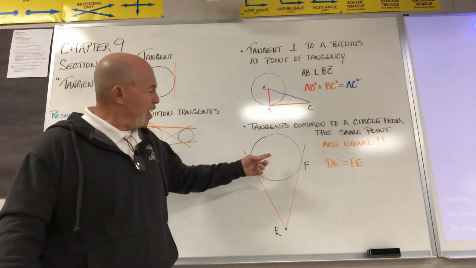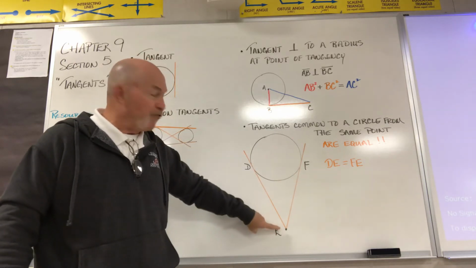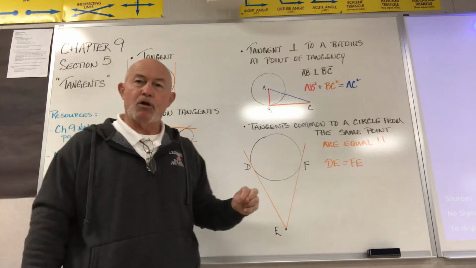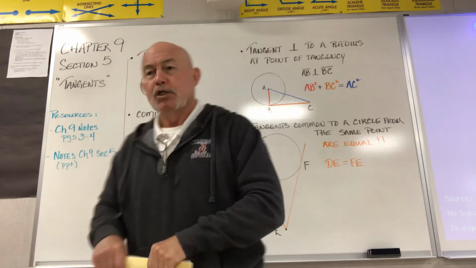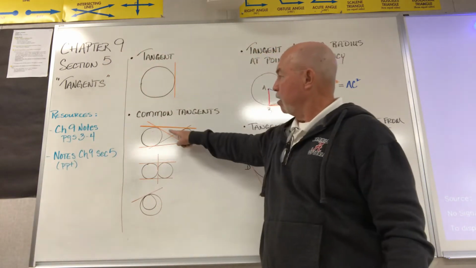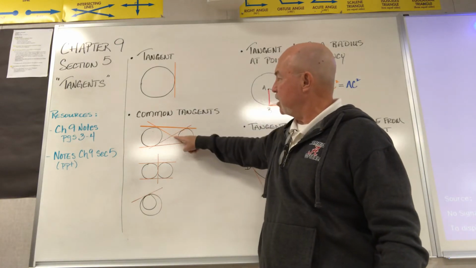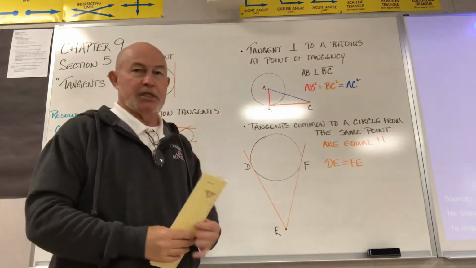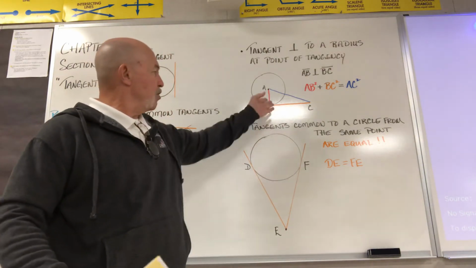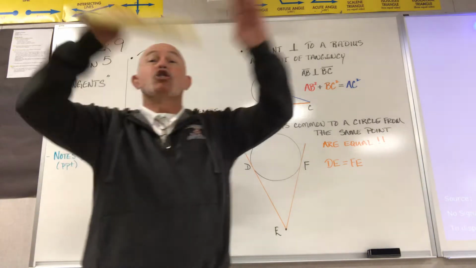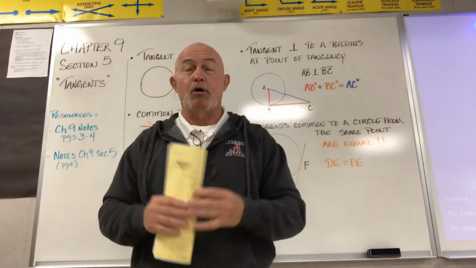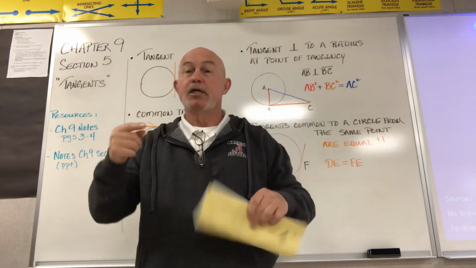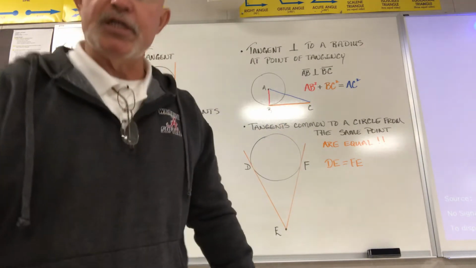Also, if you have two tangents drawn from the same point to the same circle, they're equal in length. So from our example over here, these two lengths are the same, these two lengths are the same. These two are the same. It doesn't matter if it creates polygons circumscribed around the circle. The tangents are going to have the same distance from point to circle. Let's go to the examples.